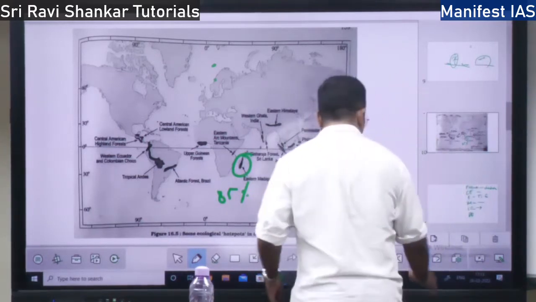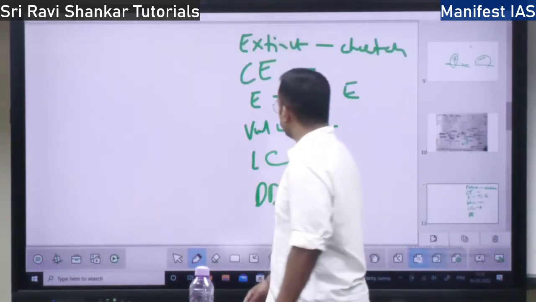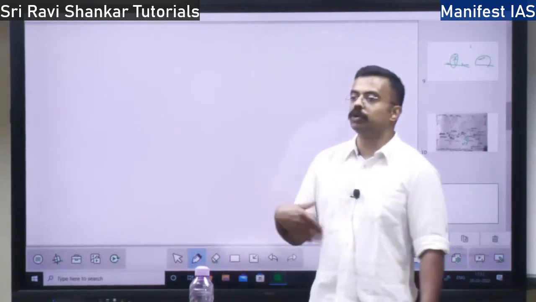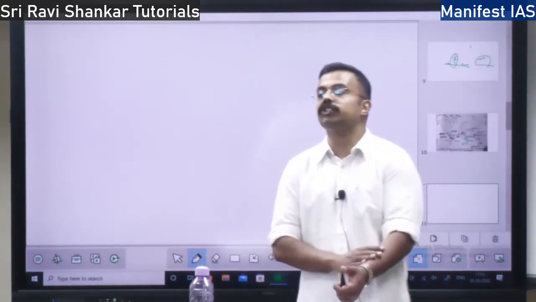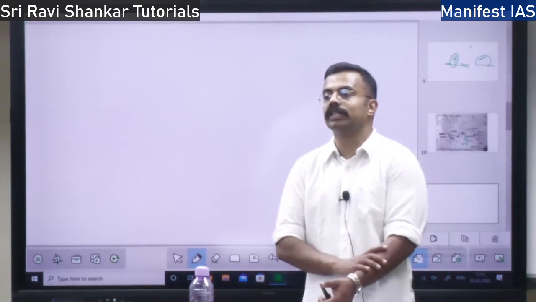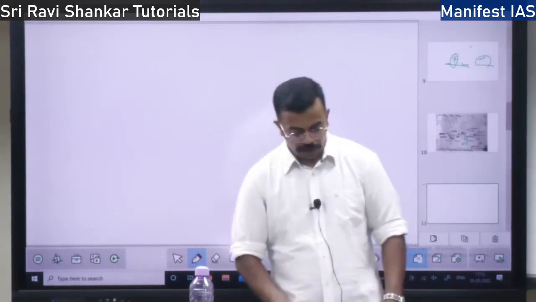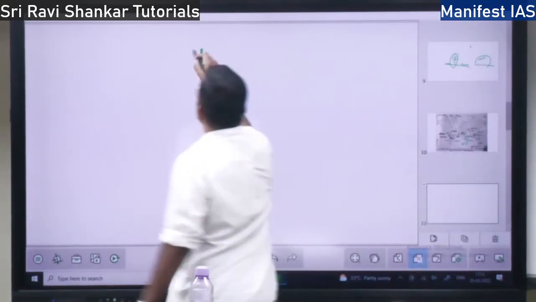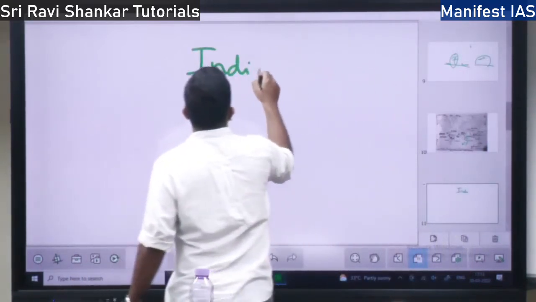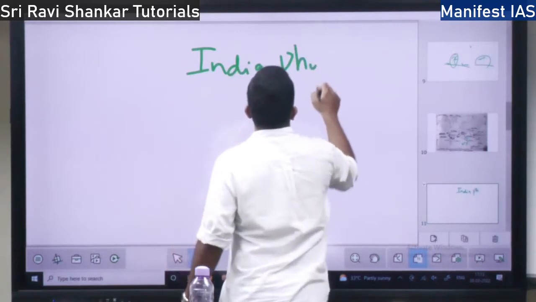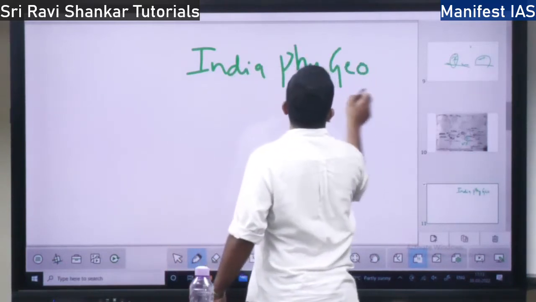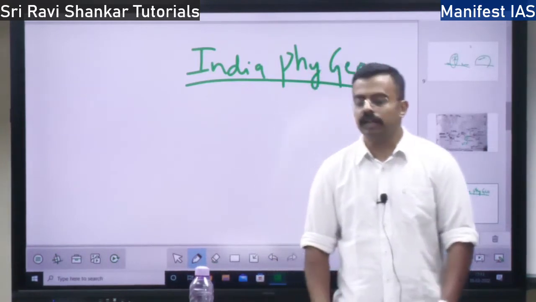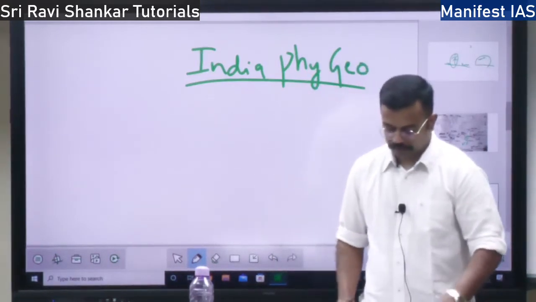Okay. Now we have finished the world physical geography. We will move towards India physical geography. We'll talk about India now. So with respect to India physical geography, what is India physical geography? First we have to talk about India's location.